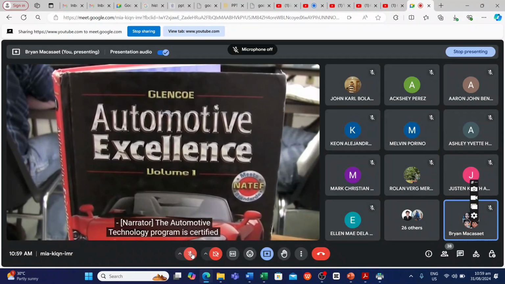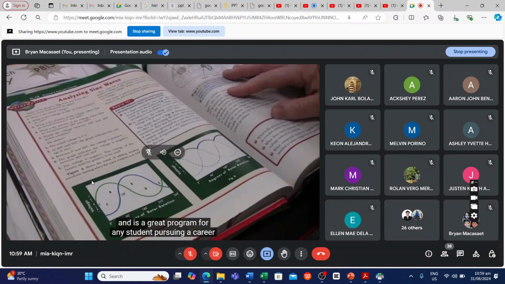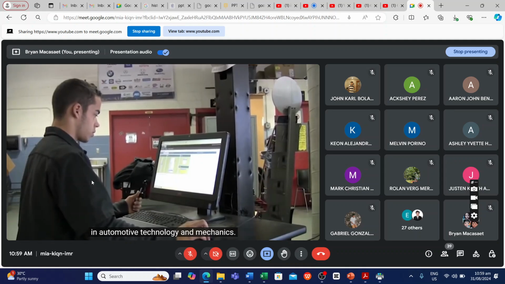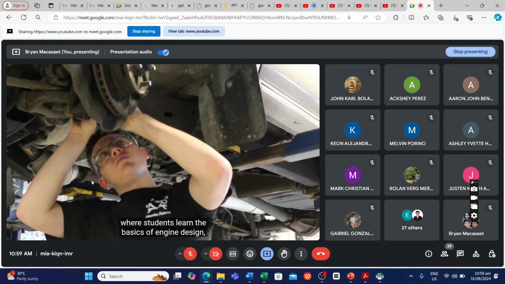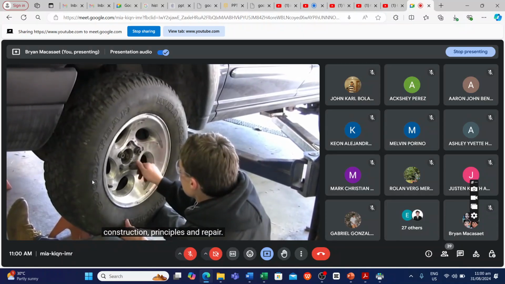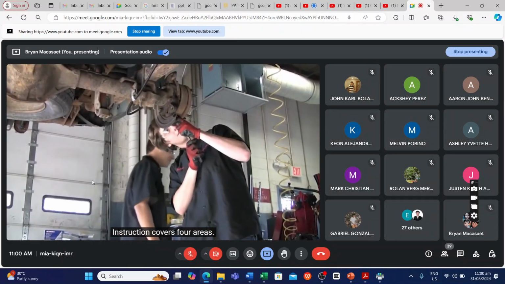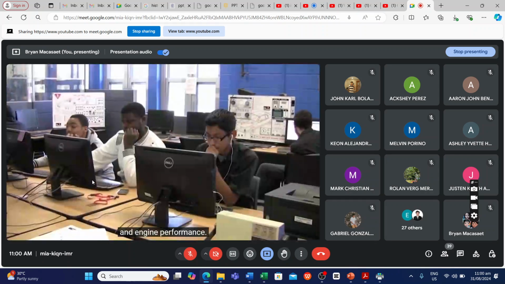The Automotive Technology Program is certified by the National Automotive Technicians Education Foundation and is a great program for any student pursuing a career in automotive technology and mechanics. It is a combination of theory with lectures and hands-on experience where students learn the basics of engine design, construction, principles, and repair. Instruction covers 4 areas: steering and suspension, brakes, electrical, and engine performance.